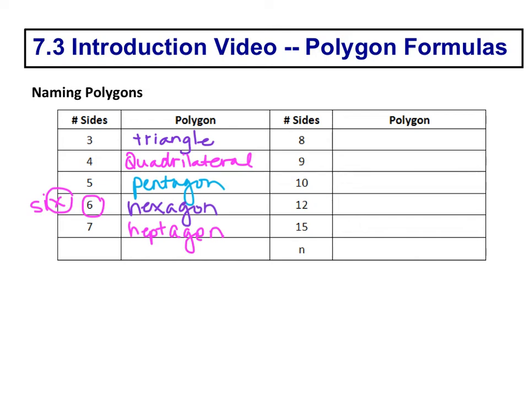All right, an 8-sided polygon is an octagon. That's one you probably knew. 9-sided is a nonagon. 10 sides, decagon. You could remember that a decade has 10 years in it, so decagon has 10 sides. 12 sides is a dodecagon.